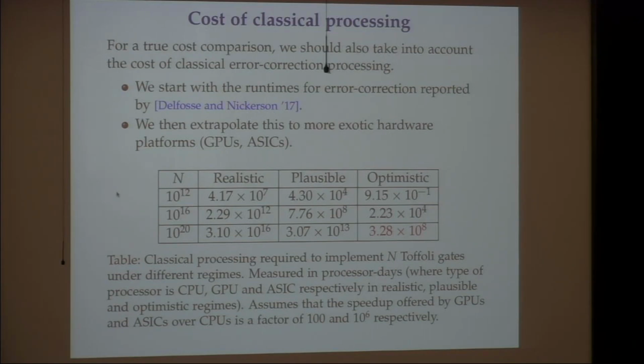And in the end, if we want to implement, let's say, 10 to the 20 Toffoli gates, which is about the number that we need for these algorithms, then using these current algorithmic techniques and with some guesses for how the hardware will scale in the future, we might need like 3 times 10 to the 8 processor days to do all of the error correction processing throughout the computation. So this is a bit scary because this wipes out the speed up that we saw previously.